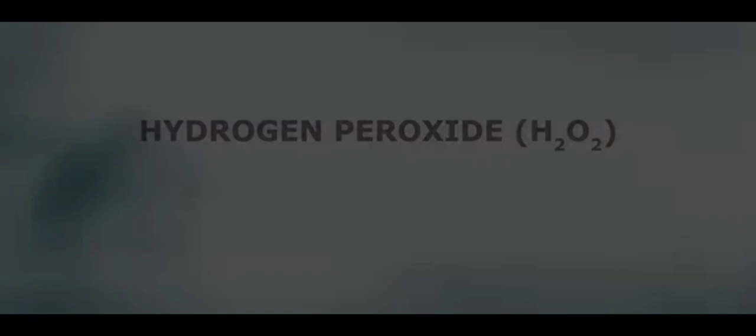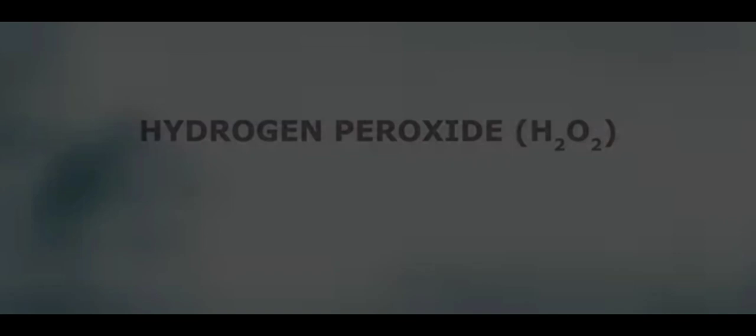Today we are going to discuss hydrogen peroxide. It is used as an antimicrobial agent. The chemical formula of hydrogen peroxide is H2O2. A synonym of hydrogen peroxide is oxygenated water. It was discovered by the scientist L.J. Thenard in the year 1815.